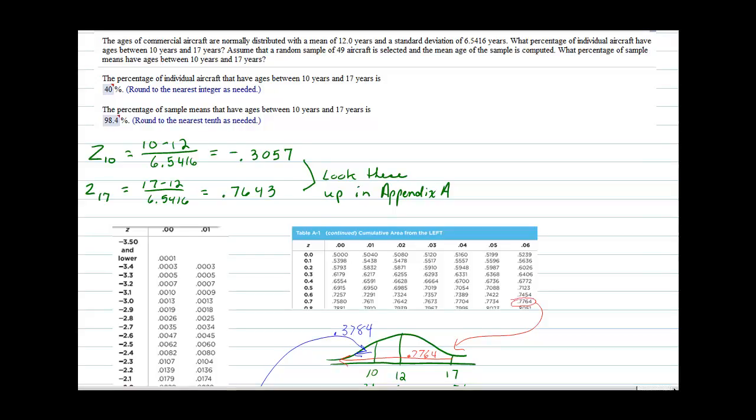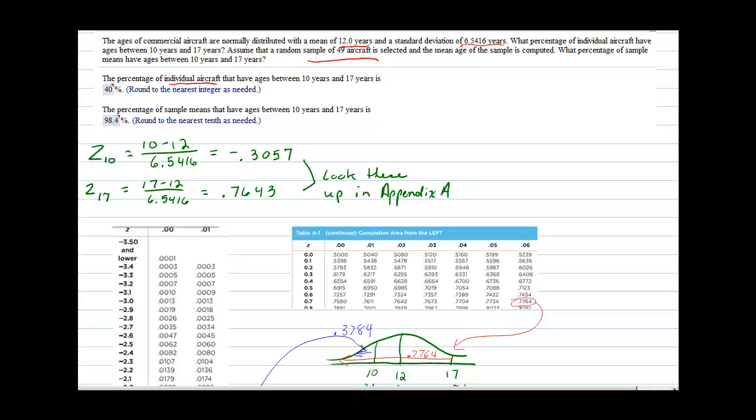In this problem, we're asked to find the percentage of individual aircraft that could have ages between 10 and 17 years, and then do the same problem using a sample size of 49. We're given that the mean age of the aircraft is 12 years and the standard deviation is 6.5416 years.